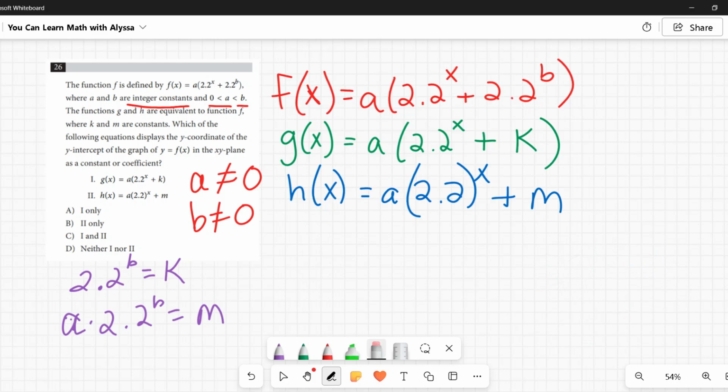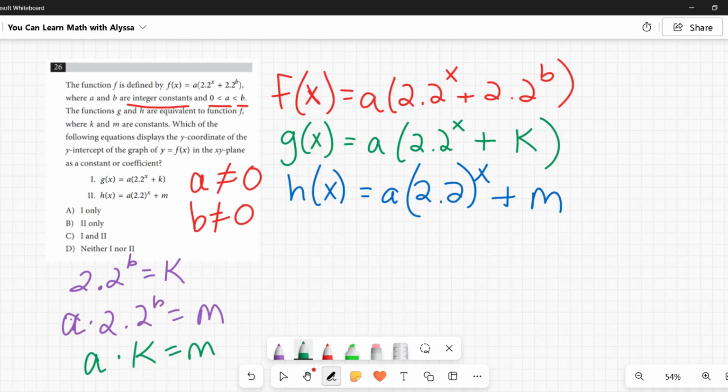So what's one more thing that I could figure out from what I have right here? If 2.2 to the power of b is k, and a times 2.2 to the power of b is m, since k is the same as this, I could also say a times k is equal to m. All right, so those are all the things that I can see. What does k represent? What does m represent? And why does it matter what k and m are?